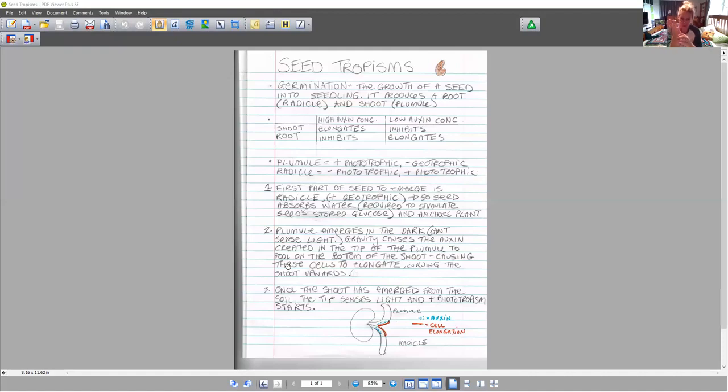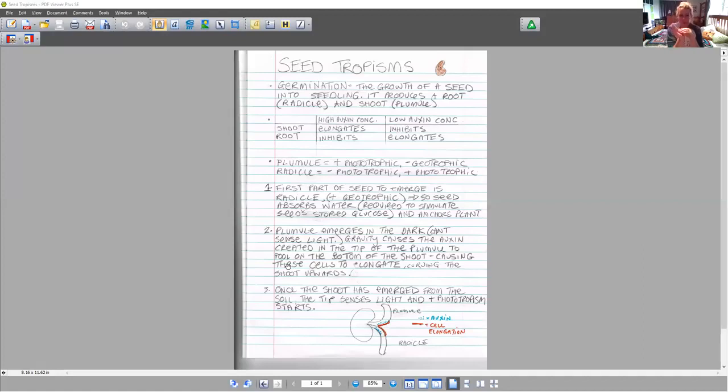The gravity causes the auxin created in the tip of the plumule to move to the bottom of the shoot. Remember that in the shoot, the cells that have lots of auxin elongate. So it causes the bottom shoot cells to elongate, causing the shoot to curve upwards.